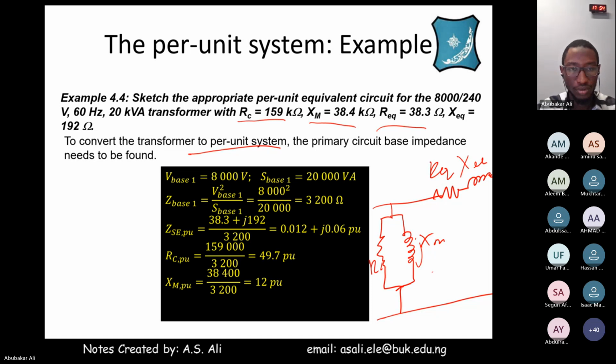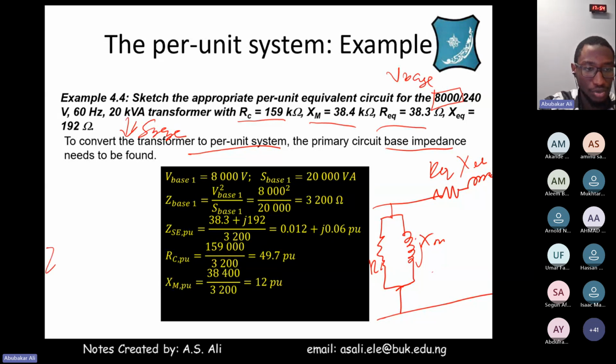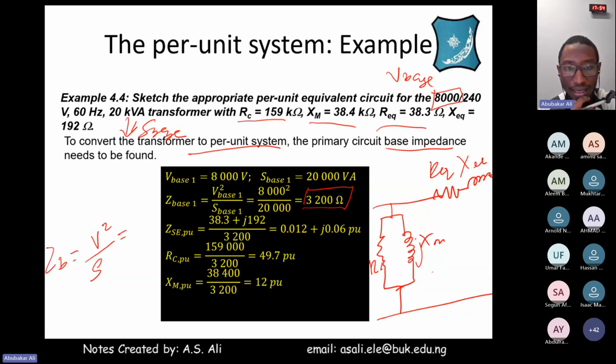We want to convert the values of this transformer to per unit. In order to do this, we need to find the base impedance. How do you find the base impedance? You can set this to be the S base, and we can make the 8,000 the V base. So what is the Z base 1? It's going to be V squared over S, just like we did previously, which is 8,000 squared divided by 20,000. And this gives us the Z base 1, which is 3,200 ohms.